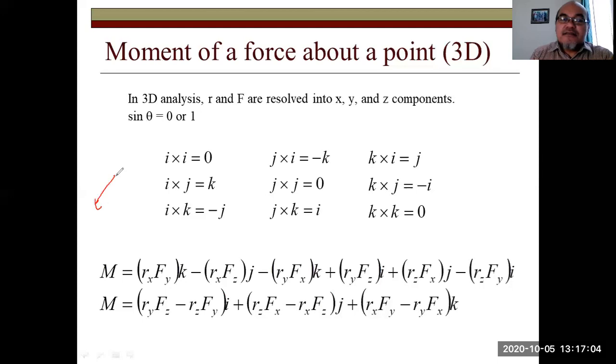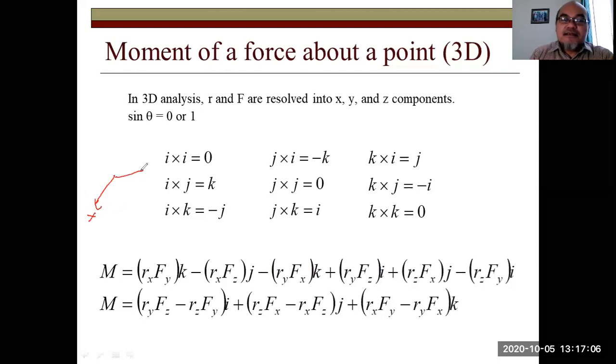So for example, this is x, this is y, and this is z. So i is here. Or let me draw a different color. This is i, and this is j. So i cross j means that we're using the right-hand rule. The direction is from i towards j. It means the product is the positive k unit vector. Okay.